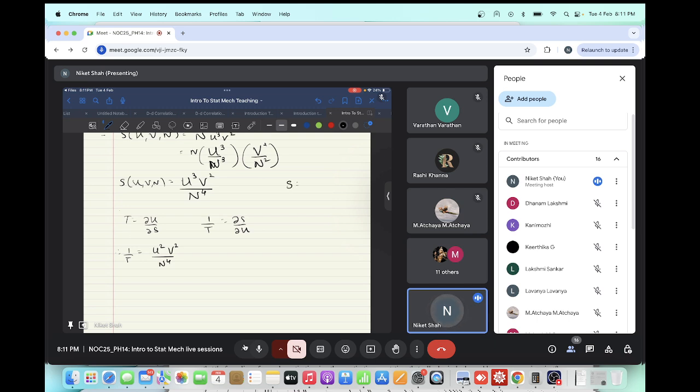Actually, dS is equal to dU by T plus V dP plus N d mu.